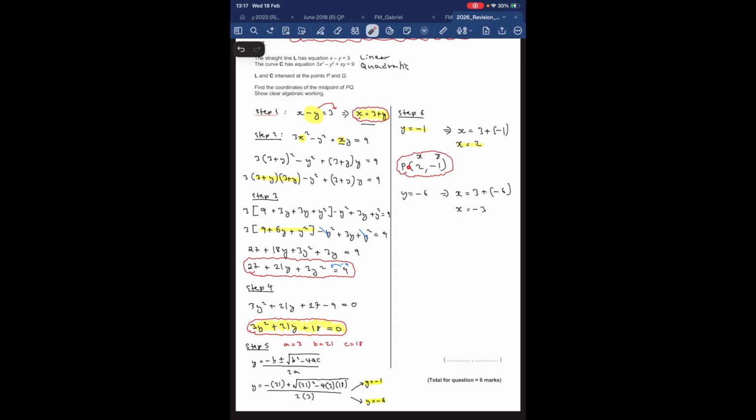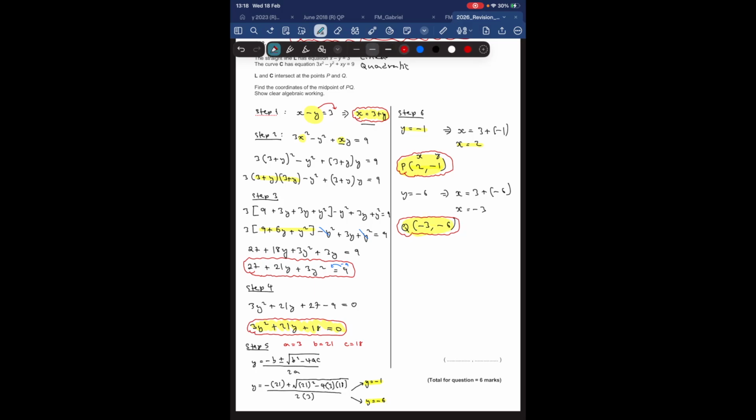Now, we've already used P, so we can write the second coordinate Q as -3, comma, -6. So we've now got our two coordinates P and Q. We've got P up here, and we've got Q here.